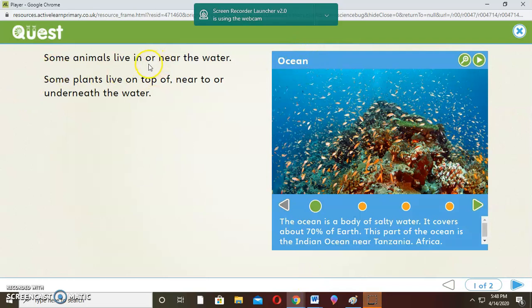Some animals live in or near the water, and some plants grow near to or underneath the water. So we've looked at animals that live near the water. Okay, so now let's see. The ocean is a body of salty water. It covers about 70% of the earth. So this part of the ocean is the Indian Ocean near Tanzania, Africa. So are you seeing the way an ocean looks like?